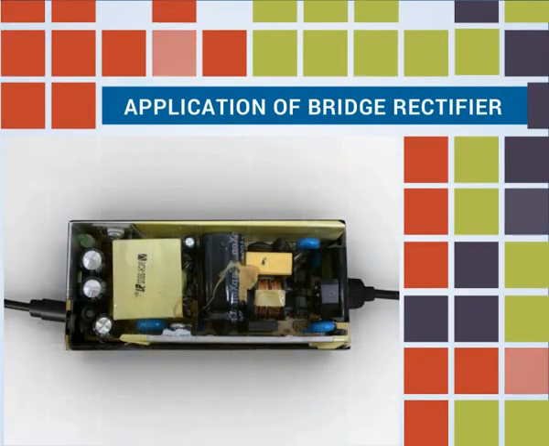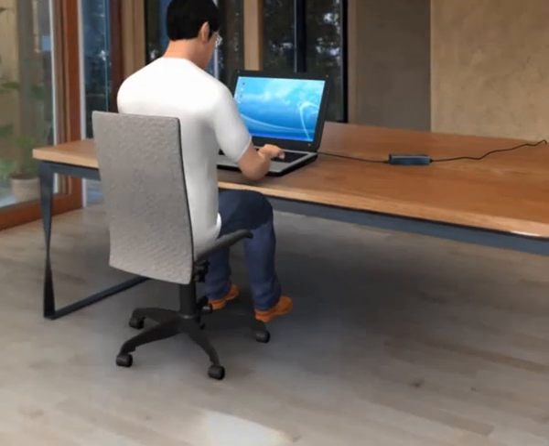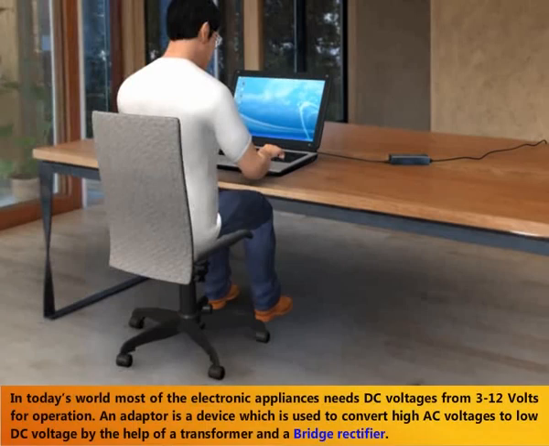Application of bridge rectifier. An application of bridge rectifier is shown in this video. In today's world, most of the electronic appliances need DC voltages from 3 to 12 volts for operation. An adapter is a device which is used to convert high AC voltage to low DC voltage with the help of a transformer and a bridge rectifier.